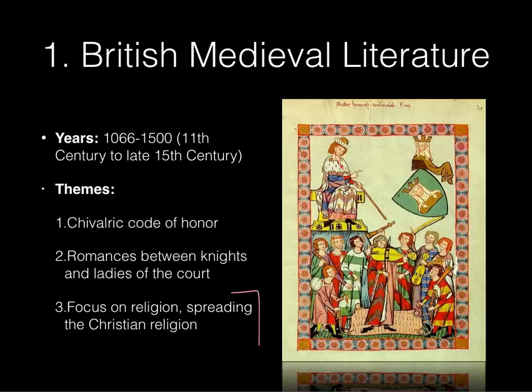And the third theme to think about is the focus on religion and spreading the Christian religion. You'll remember from the Edict of Milan the idea that we could spread Christianity everywhere. It was no longer outlawed. And we had the Anglo-Saxons who took on a lot of Christianity that they learned from these monks and these missionaries. So that idea continues throughout medieval literature. And in addition to ideas about romances between knights and ladies, we still also have a lot of Christian texts that are deeply rooted in the Bible and Jesus' teachings.